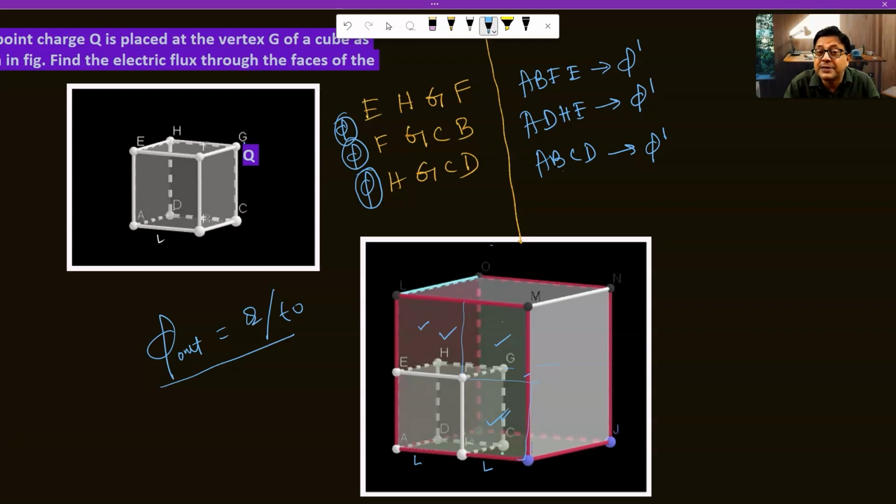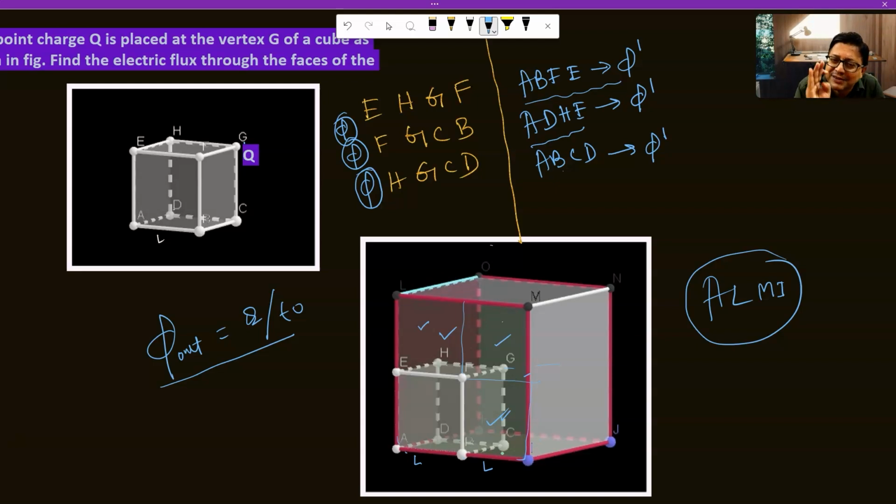So bigger cube has how many faces? 6 faces. This is one of the faces, ALMI. And in this face only, the face EFBA. Is there any face like that? Yes, this one lies. It's alright. This face also, EHDA. EHDA is this face. This one also lies. Clear?